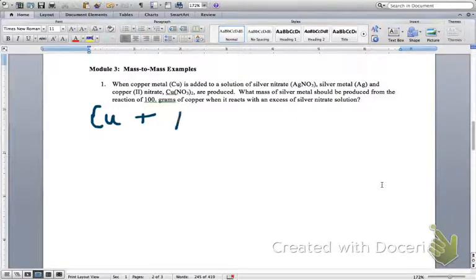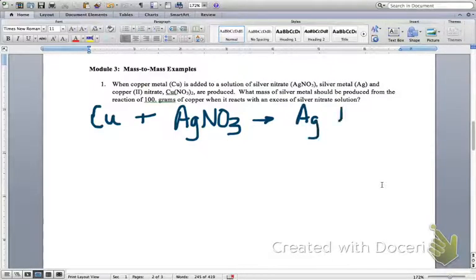Silver nitrate has the chemical formula AgNO3. Okay. And it says what gets produced is silver metal, so that's Ag. And copper 2 nitrate, which has the chemical formula Cu(NO3)2. Okay? So there's all of my reactants and my products. Is that equation a balanced chemical equation?